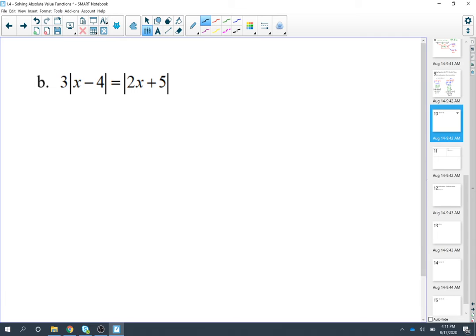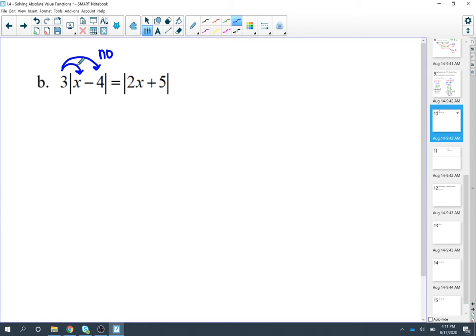Letter B. 3 times the absolute value of x minus 4 equals the absolute value of 2x plus 5. Now, once again, do not forget that you cannot distribute over an absolute value. So at this point in time, there's really not a whole lot you can do with this equation. We're going to leave the 3 where it is. We're going to leave everything else where it is. And we're just going to follow the same set of rules we've been doing before.